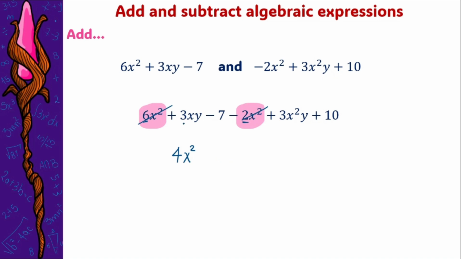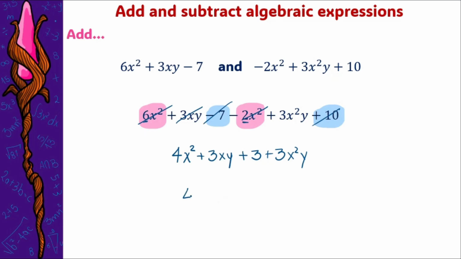There's no other xy, so this one is alone. I'm just going to write it again. Minus 7 and 10, they are independent and like terms. So we have them together. Minus 7 plus 10 is plus 3. And finally, we have the x squared y alone. There's no other one like that one, so we just write it down. Usually we would organize them a little bit.